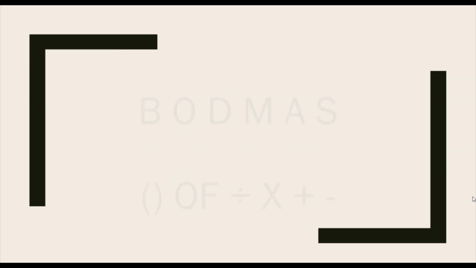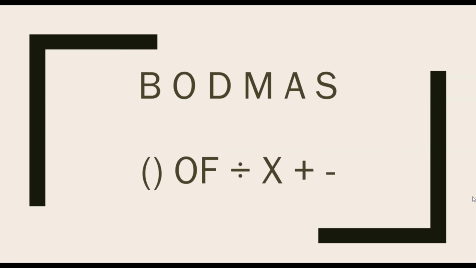In this unit we are going to learn about BODMAS. What is BODMAS? Whenever we have more than one mathematical operation in a mathematical sentence, we follow the fixed rule which is called BODMAS. BODMAS means first we have to solve the bracket, then division, then multiplication, then addition, and in the last we have to solve the subtraction. So BODMAS means bracket, of, division, multiplication, addition and subtraction.